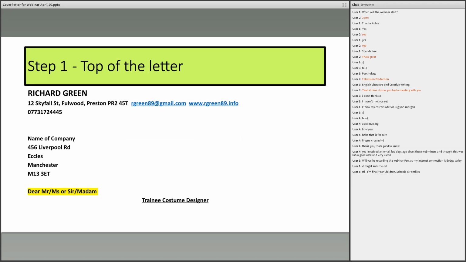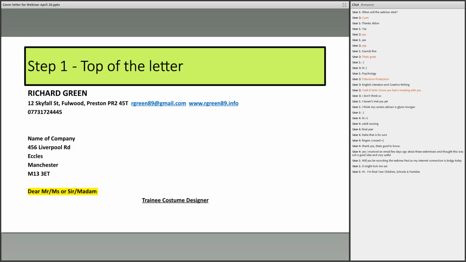Okay, now let's get to the letter. You want to keep it simple, so here is a format that you could use. Your name at the top, your address, your email account, and if you've got a website, can I point out, keep it up to date, because the first thing they're going to look at is your website, and if it's not up to date, you're shooting yourself in the foot. They want your mobile number, because quite often they'll ring you straight away.